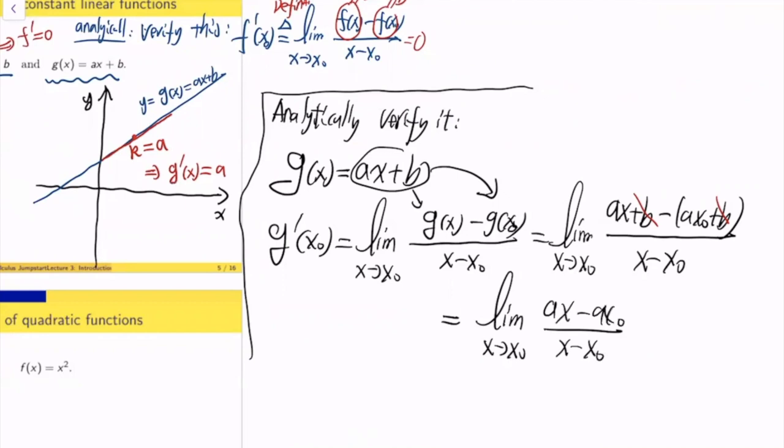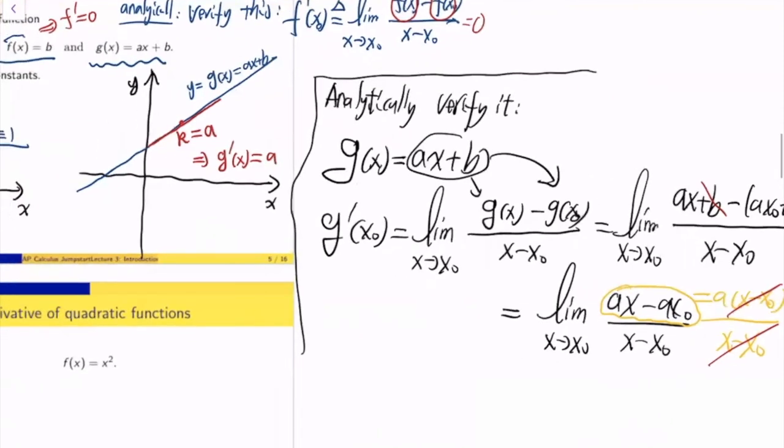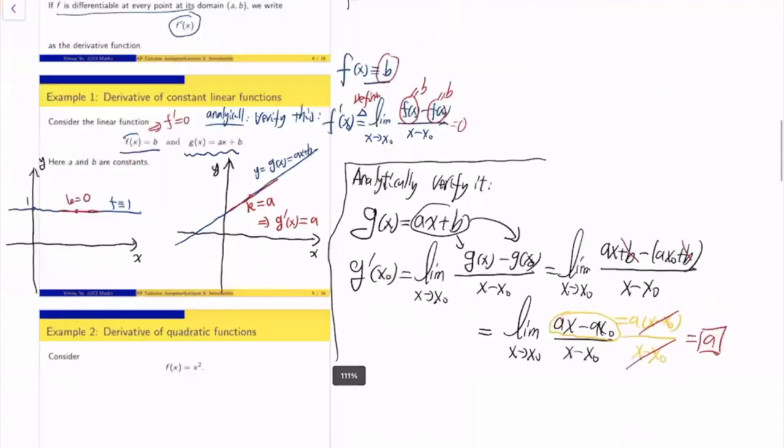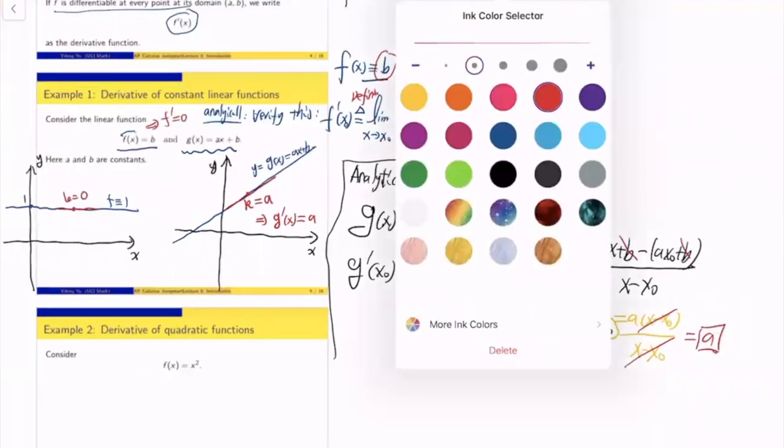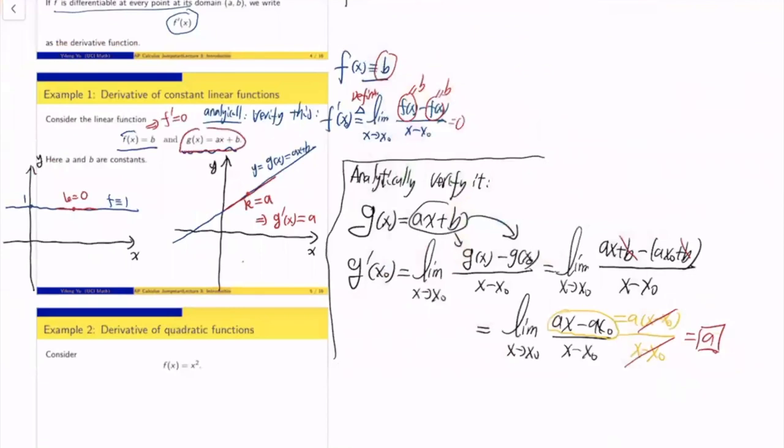But now look at this guy. What's at the top? At the top, it's just a times (x minus x0), divided by x minus x0. So they cancel with each other, and we get a, right? All right, so analytically, we get the same thing. It's consistent with the geometric intuition, obviously. So for this one, the derivative function is constantly equal to the slope a, right?